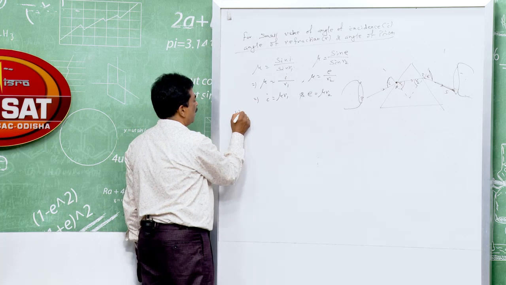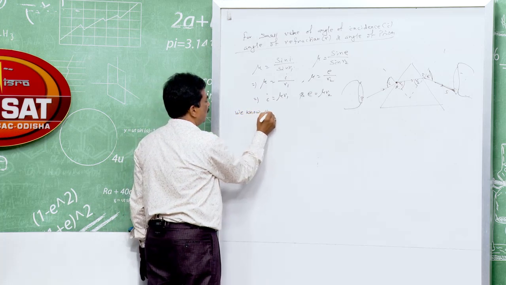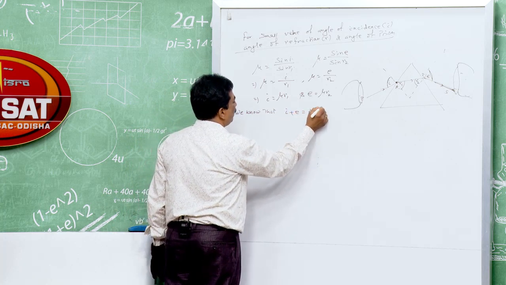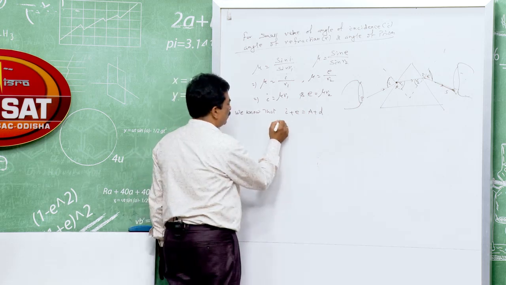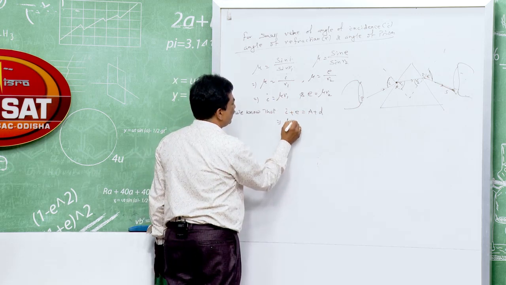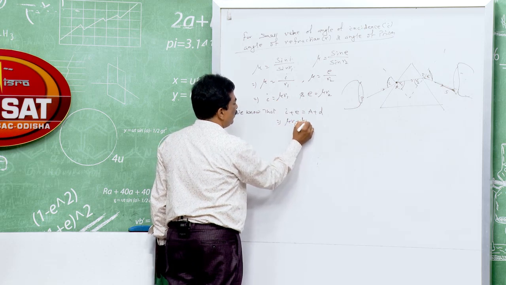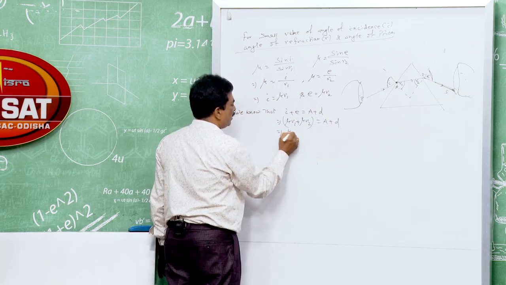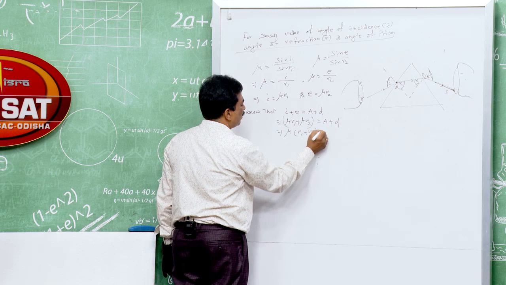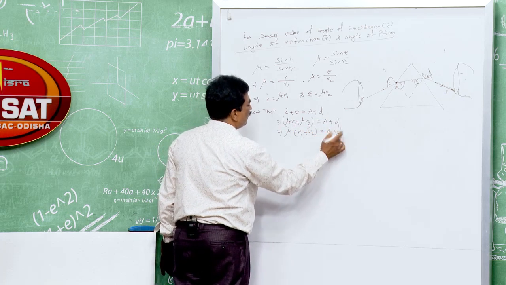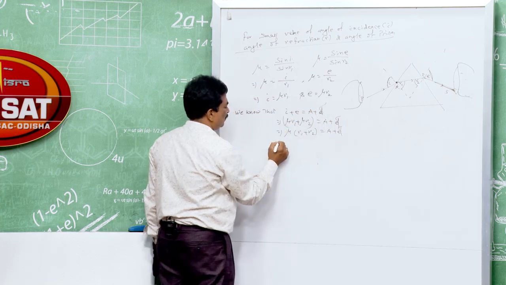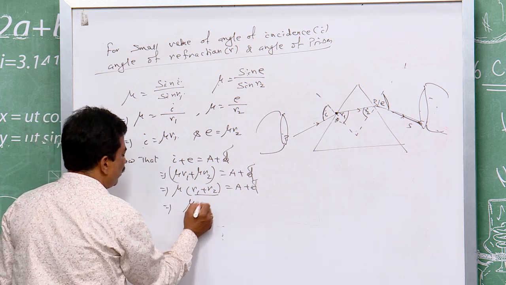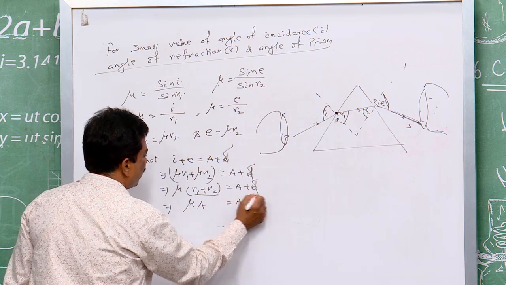But we know that I plus E is equal to A plus the angle of deviation. So I plus E means mu R1 plus mu R2 is equal to A plus D. If you take mu as common, R1 plus R2 is equal to A plus D, where D means deviation, and we write that with the symbol delta. So R1 plus R2 is equal to A, as we have written. So mu A is equal to A plus delta.